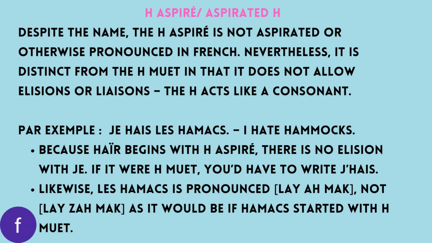Let's have a look at the small explanation between the silent H in French and the aspirated H in French. Despite the name, the H aspiré is not aspirated or otherwise pronounced in French. Nevertheless, it is distinct from the H muet, the silent H, in that it does not allow elision or liaisons. The H acts like a consonant. Let's have a look at an example.